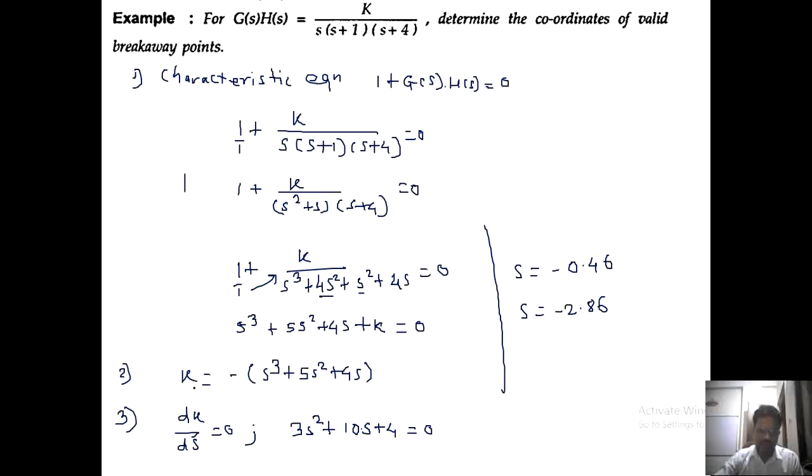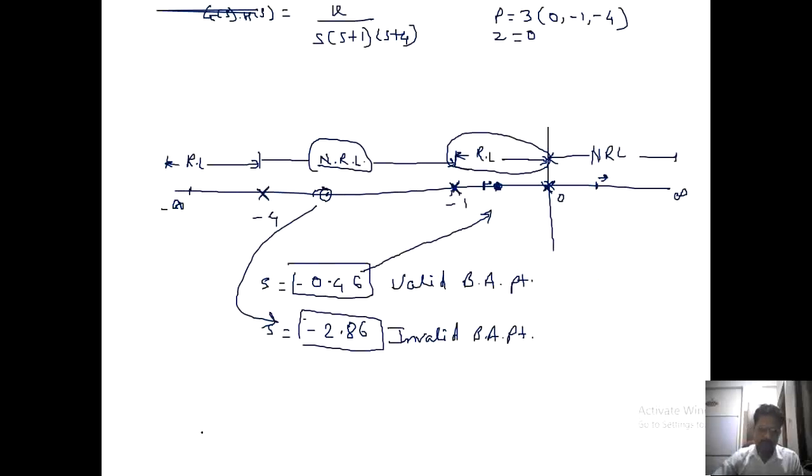Got it? So what we need to do: we need to calculate first by this procedure the characteristic equation, then k equal to, then differentiate that equation and find out the values on the calculator. Then try to put these values in the root locus region. A value which comes in the root locus region will be the valid breakaway point. If it doesn't come in the root locus region, like a non-root locus region, it will be an invalid breakaway point. So this is a useful thing for numericals. Okay, so this is all about the breakaway point calculation.